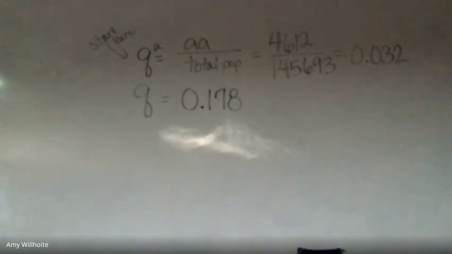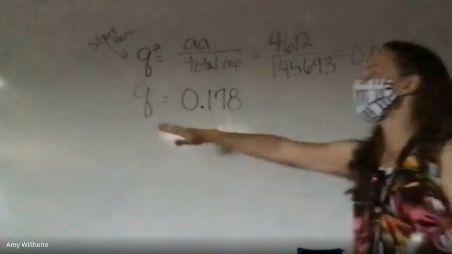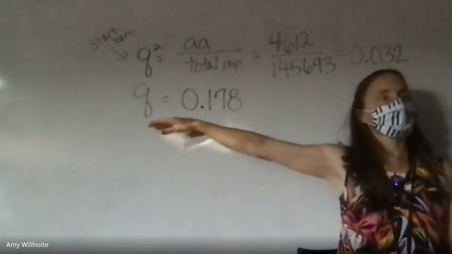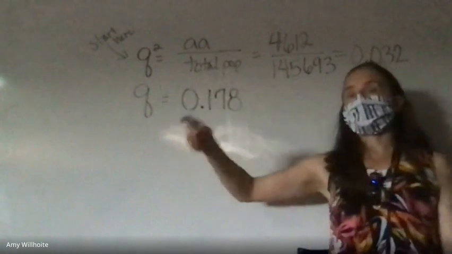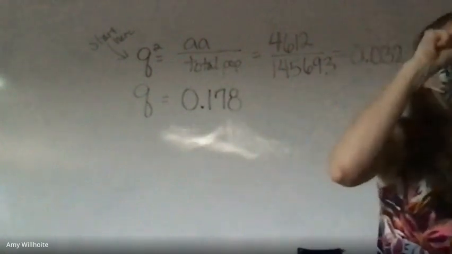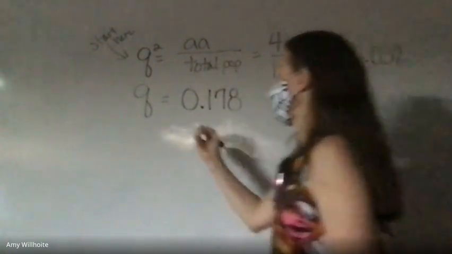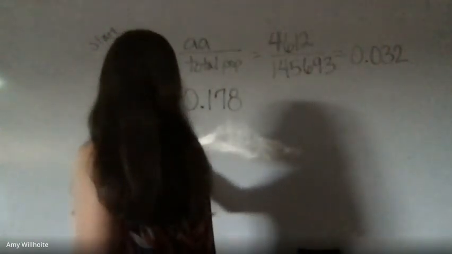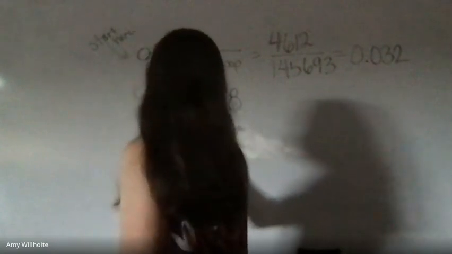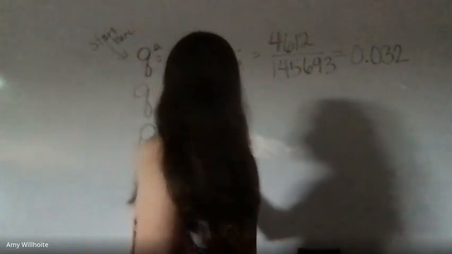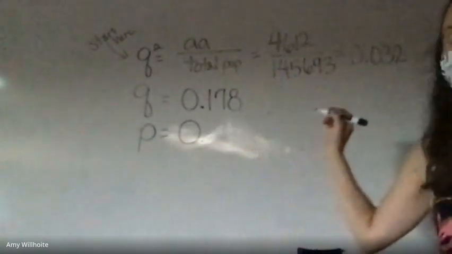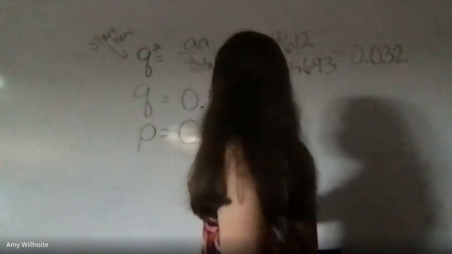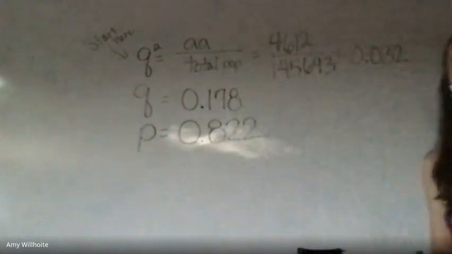Okay, so now what can I get? No, wait, before we go any further, what is q? What did I just find? The frequency of what? Recessive alleles. So how many actual little a's, singular, are in the population. Okay, so now I can find p because what do I know from the formula sheet? p plus q equals 1. So that means that p must be 0.822.